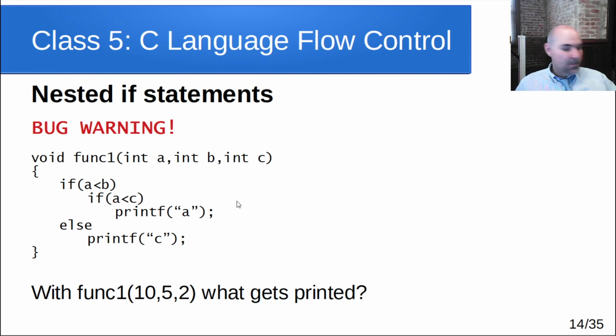All right, bug warning with nested if statements. Here's an example of kind of a stripped down version of that previous one. I don't really know what the function of this code is, but notice I'm passing in three numbers, a, b, and c. And I'm saying if a is less than b, then I go in here and I say if a is less than c, then print a. So in other words, a is the smallest at that point. Otherwise, we're saying print c by the way that we've written this code.